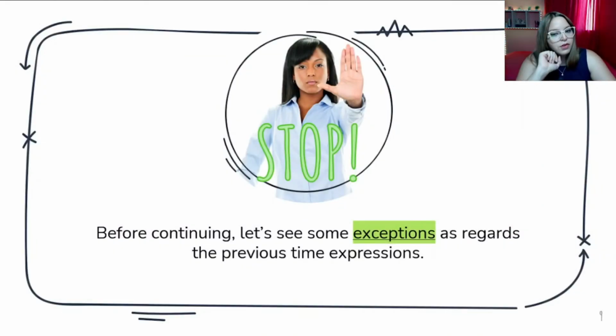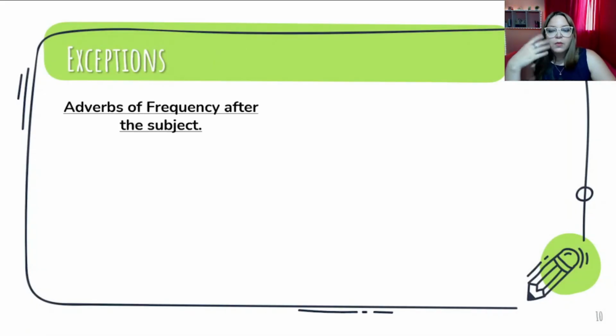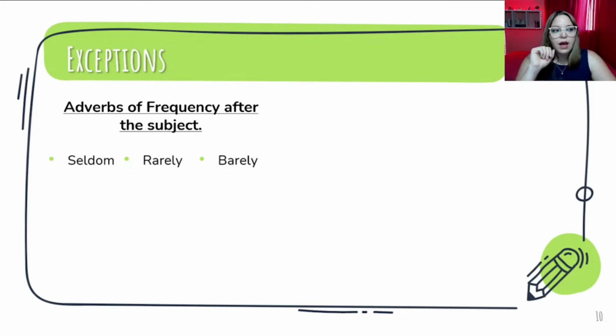Well, before continuing, let's see some exceptions as regards the previous time expressions. Well, within the expressions, we can find that some adverbs of frequency can be used in inversion. They are seldom, rarely, and barely. The peculiarity of them is that when they come after the subject, there is no inversion.